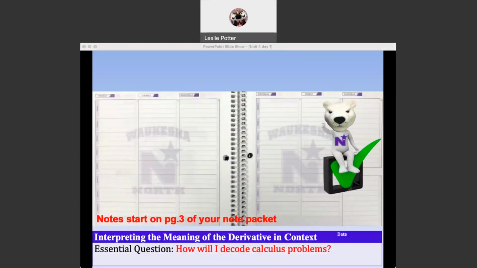These are the notes for Unit 4, Day 1, and they start on page 3 of your packets. And today's notes are interpreting the meaning of the derivative in context. So basically what that means is we're looking at, I would just call them word problems, right? Contextual problems. And we have to know how to decode it so that we can use the appropriate calculus. So the essential question then is, how will I decode calculus problems? So that we can make that happen.